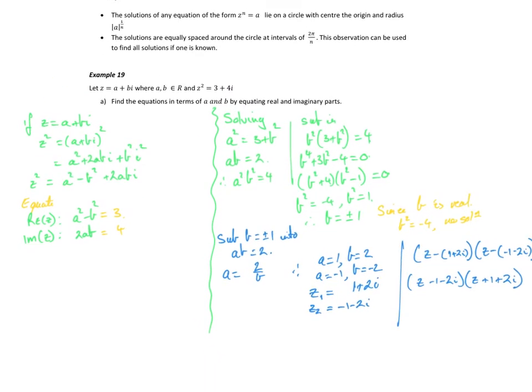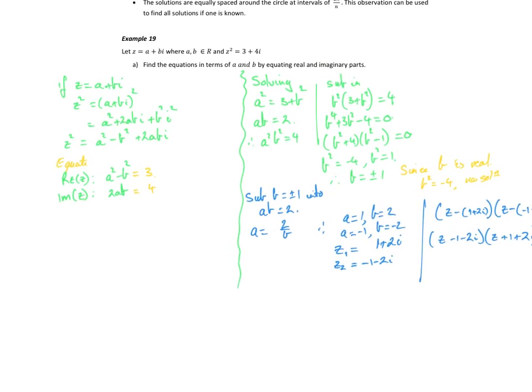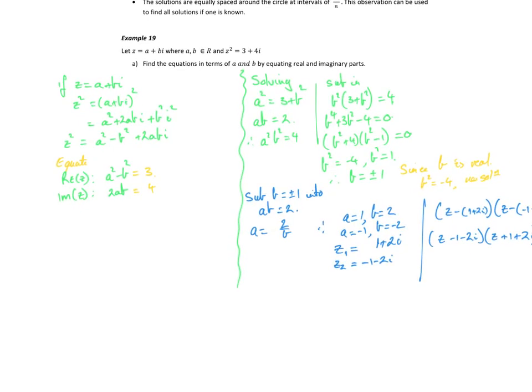What have we got there? All right, last couple of examples. So we've got Z equal to A plus Bi, where Z squared equals 3 plus 4i. Find the equations in terms of A and B by equating real and imaginary parts. Whilst I've just spent a couple of examples telling us how we know to use the modulus, we've been instructed this time to equate by using Z equal to A plus Bi.